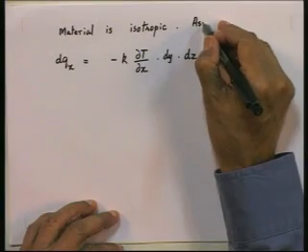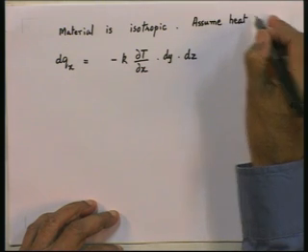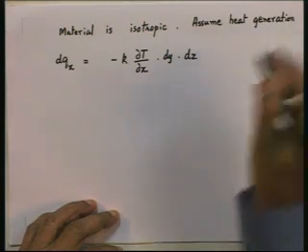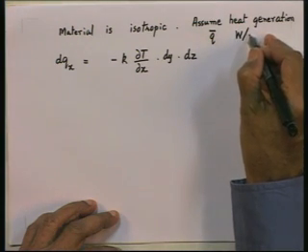Now, let me go back for a moment. We were deriving a general differential equation. So, let me go back and say for a moment, let us also assume, apart from the material being isotropic, that heat could be generated in this material, and that the rate of heat generation is Q bar, so many watts per meter cubed.